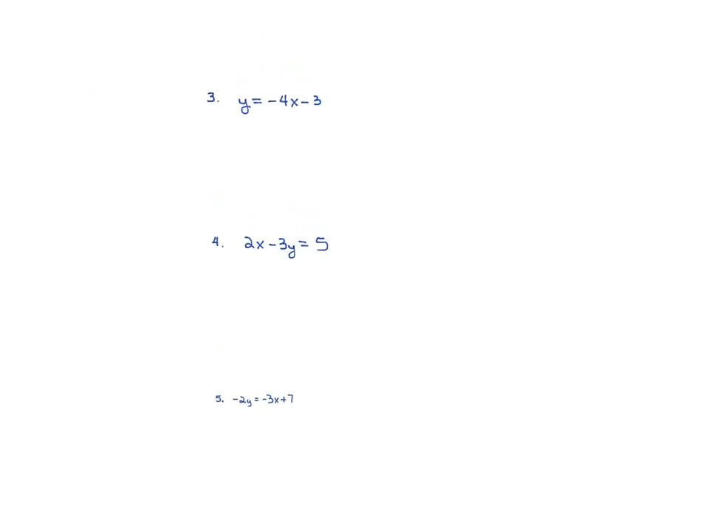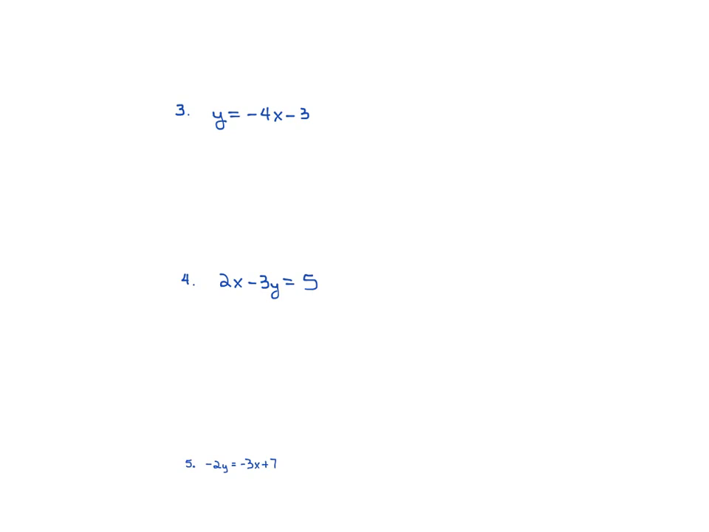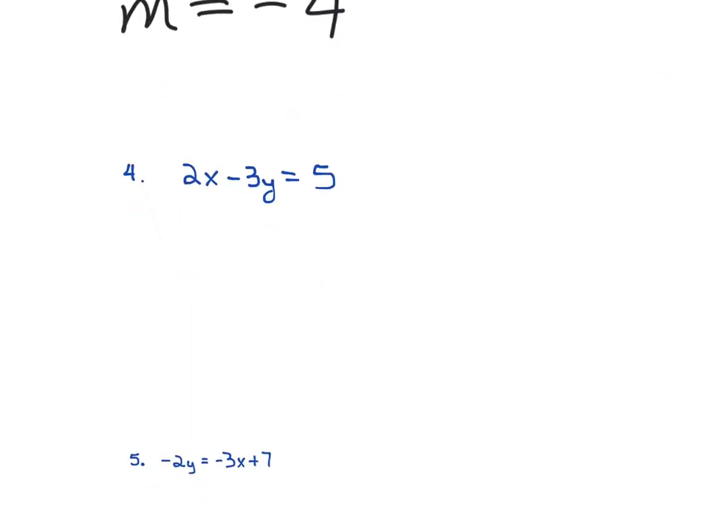All right, so now we're going to find the slope from an equation. If your equation is solved for y, so if it's in y equals mx plus b form, the slope is the number that's in front of x. So in this example, number 3, what is the slope of that line? Beautiful. What's the y-intercept? Negative 3. Good.